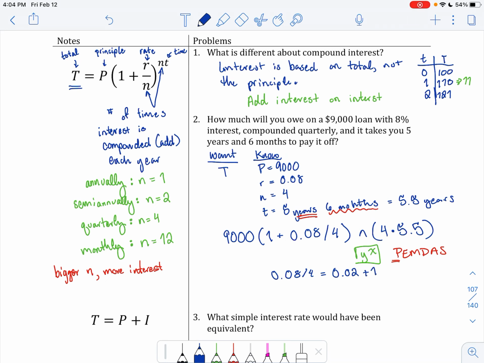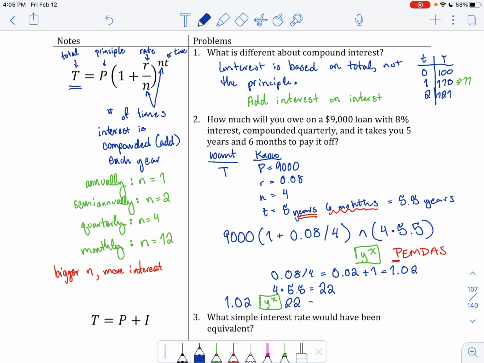Then you can plus 1, so 1.02. Now you'll notice that the exponent is in another parentheses, so maybe you also do that separately as 4 times 5.5, which is 22. Then what you're going to want to do on your calculator is 1.02, and you're going to use this exponent button. So you'll type in 1.02, and then you've got y to the x, and then you'll type in the exponent that you want, which is 22.